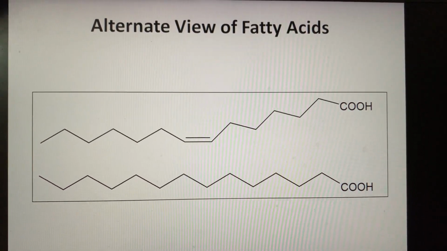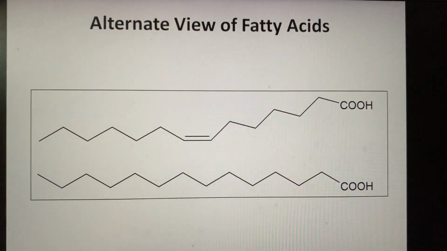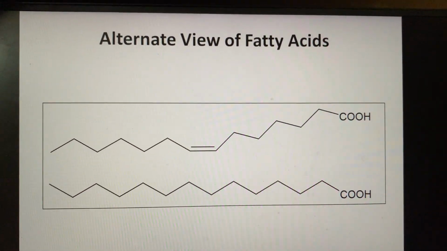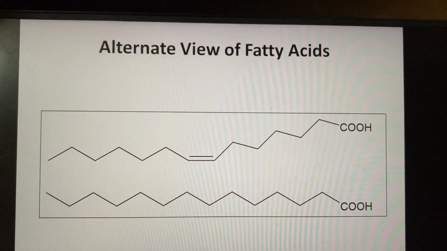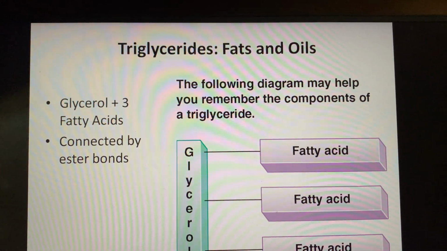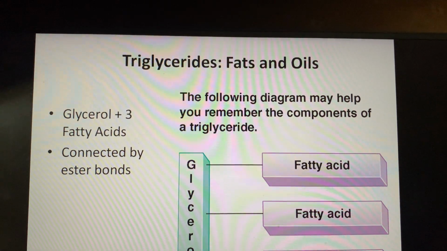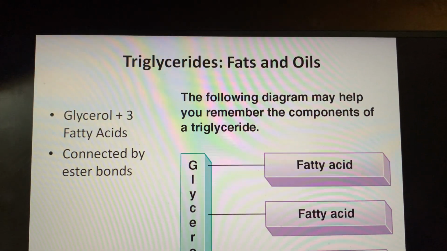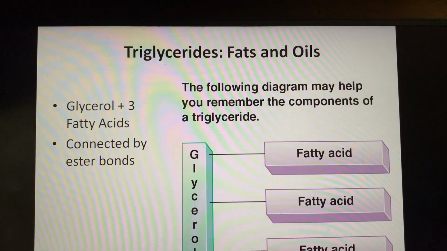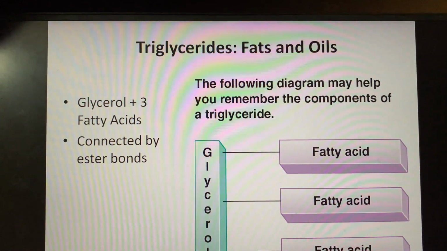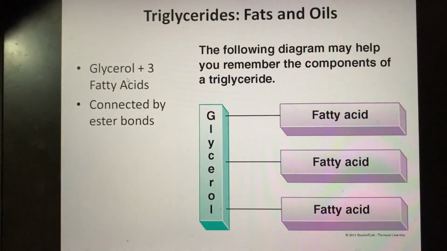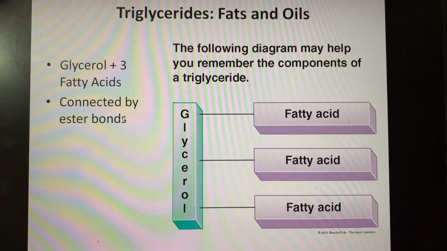This is the alternate view of the fatty acid, in a zigzag manner, showing the carbon chain, the saturated and unsaturated ones. Now we will talk about the triglycerides. Triglycerides is the combined term for fats and oils. They contain glycerol along with 3 fatty acids, glycerol plus 3 fatty acids, and they are connected by ester bonds.